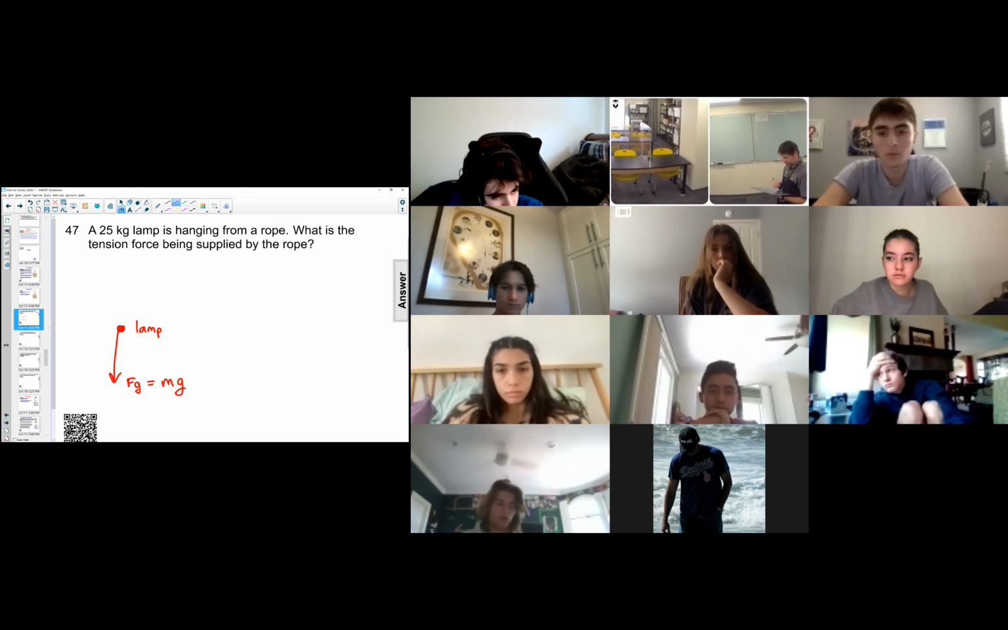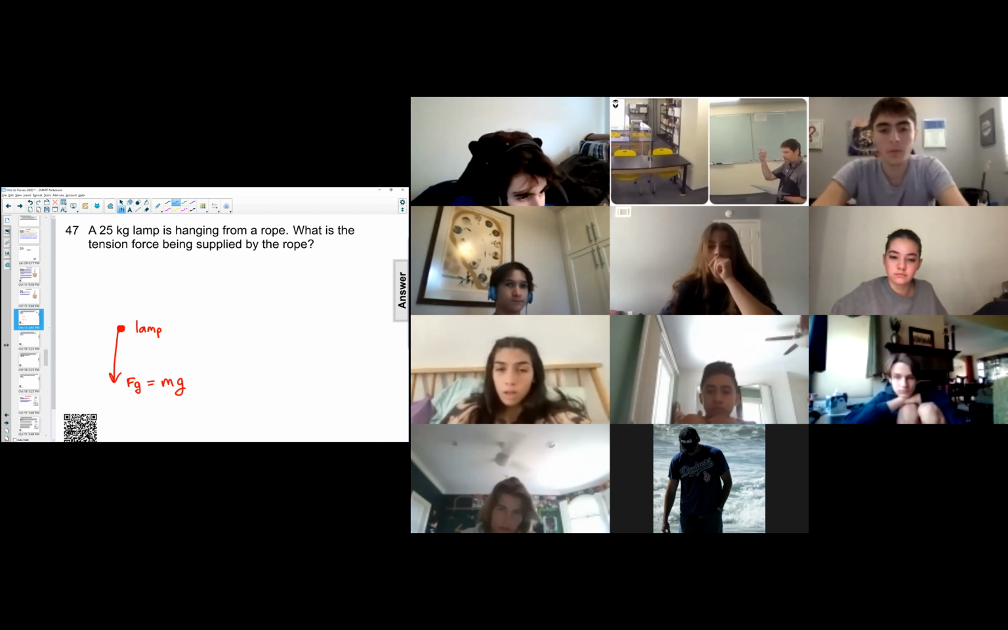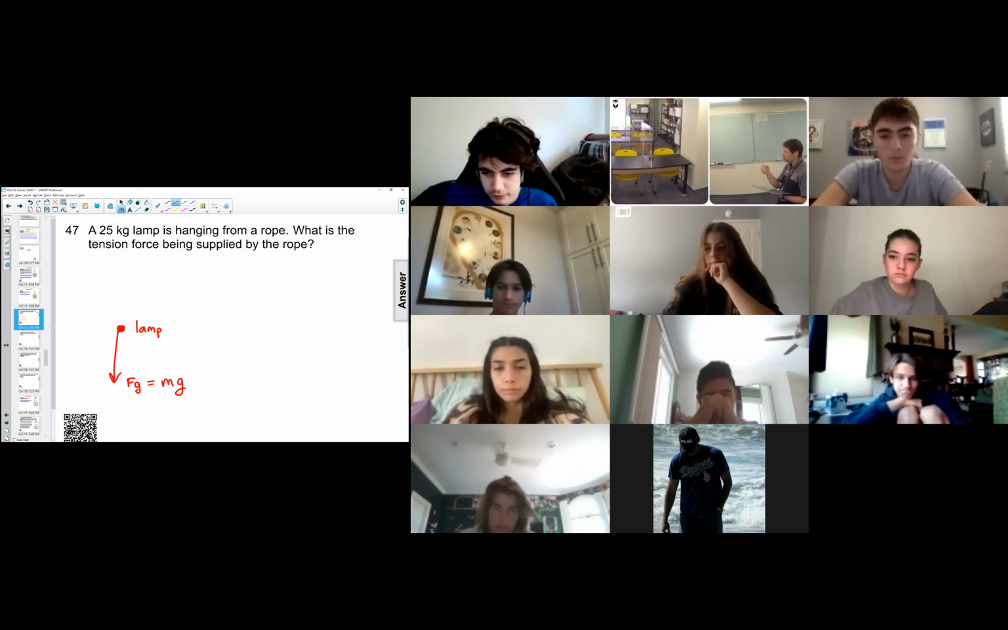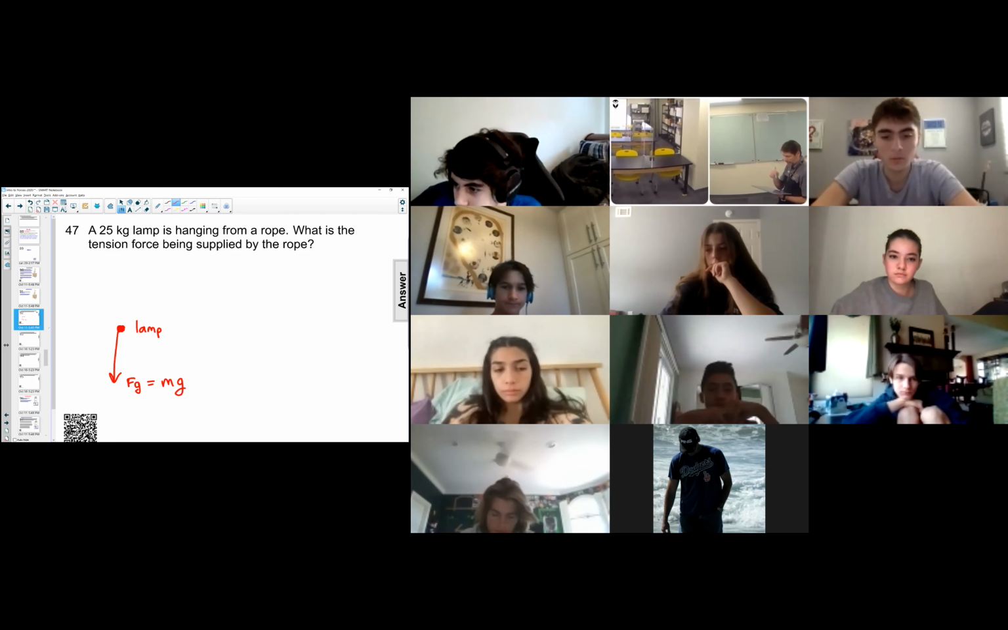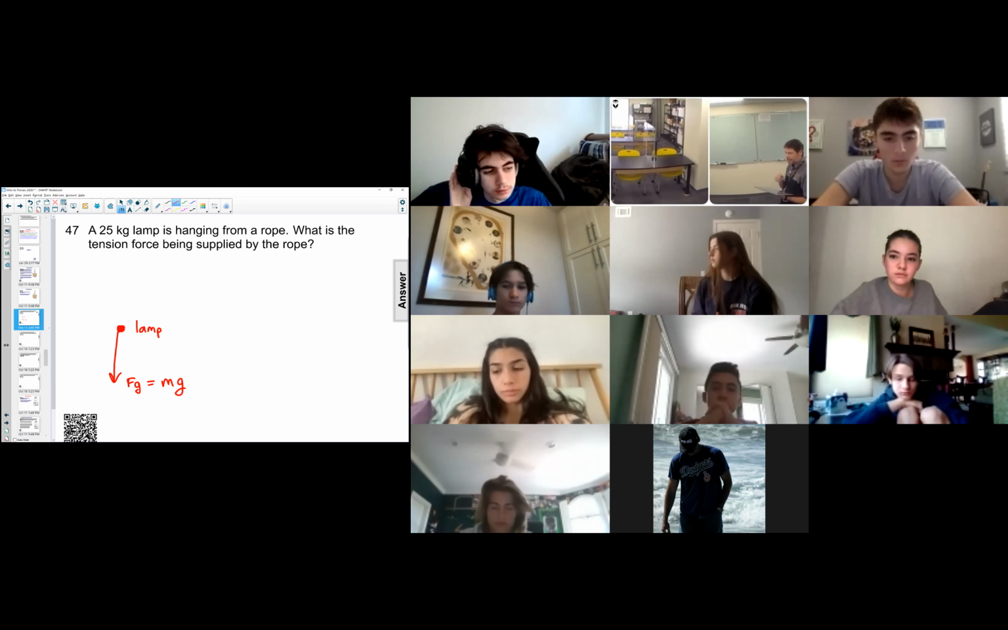Friction. There might be friction holding the knot, or however it's connected to the lamp, but it's just hanging from the ceiling, for instance. So I don't think that friction would be a part of actually acting on the lamp in this setting. Okay. Evan, you have any other ideas? Oh, you got another idea, Sally?